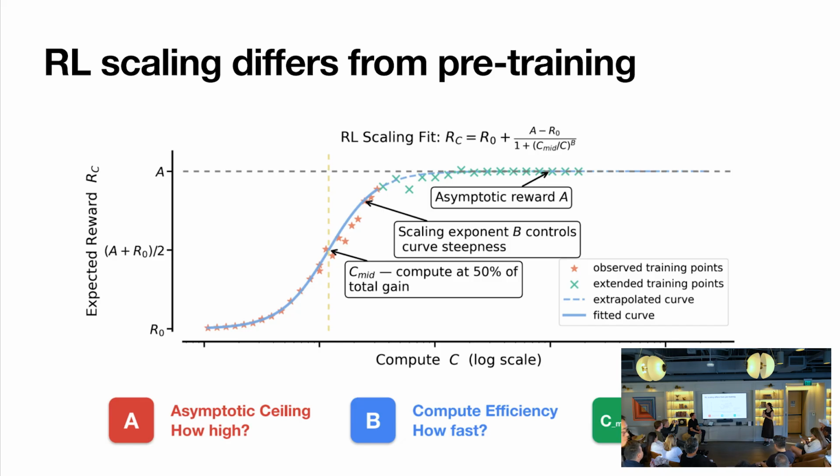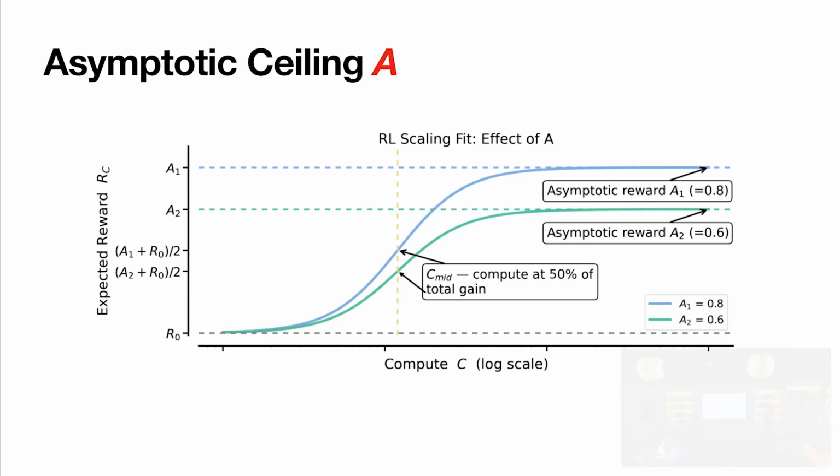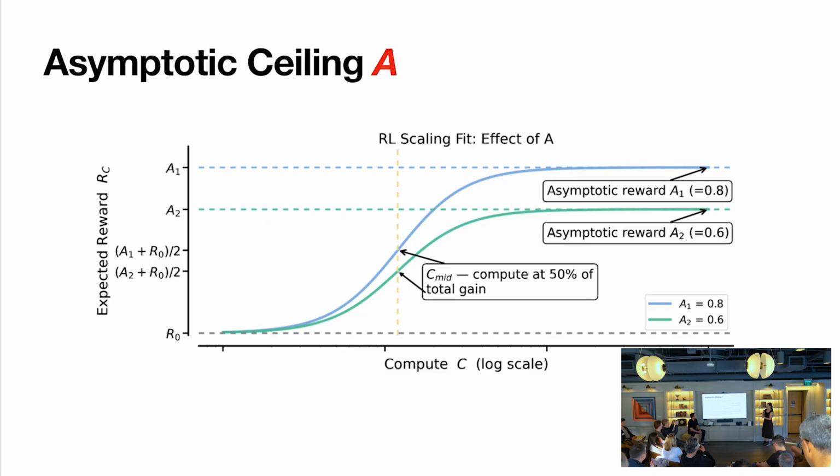So in this paper, they found a scaling curve for RL training. Basically, RL training follows a sigmoid scaling curve, where the x-axis is compute, and the y-axis is the expected reward for your RL setup. And they found that you can basically fit the sigmoid curve during training. That's defined by the asymptotic ceiling, the compute efficiency, and the inflection point. So we have the asymptotic ceiling, which basically dictates how high your reward can go.